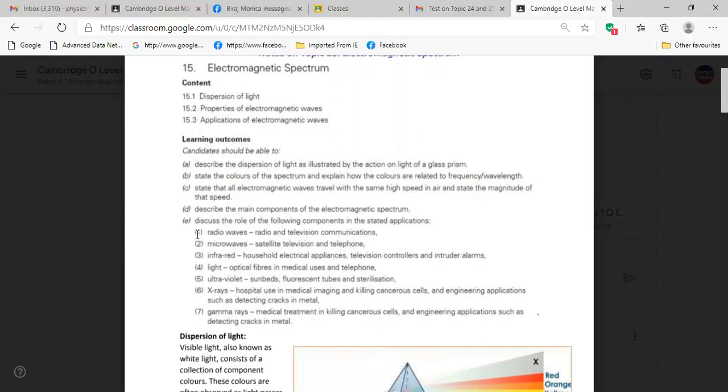Yes, sir. Can you read also the other five? Radio wave: radio and television communication. Microwave: satellite television and telephone. Infrared: household electrical appliances, television controllers, and intruder alarm. Light: optical fibers in medical uses and telephone. Ultraviolet: sunbathing, fluorescent tubes, and sterilization. X-rays: hospital use in medical imaging, and killing cancerous cells. These two are already done. So five and these two make seven. This seven you should learn. Is it clear?